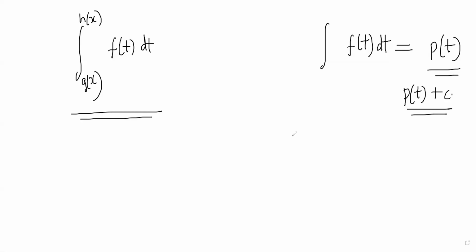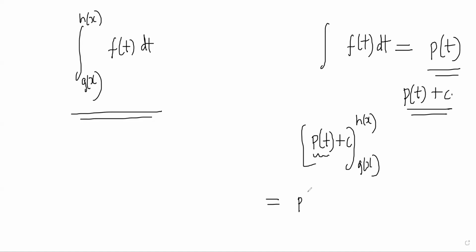Yes, sir. But when we put the limits, in definite integrals, if you put the limits like this, h of x and g of x, what will happen now? Sir, the constant gets cancelled. That's true, but what happens to the function? What will you do there? Sir, the t will be substituted. Not x. It is h of x and g of x.